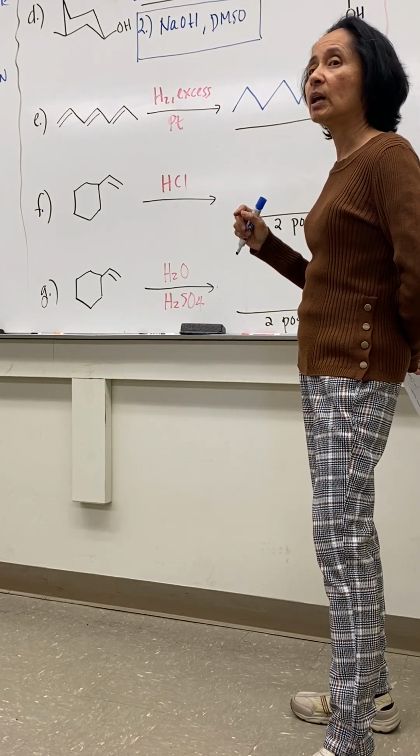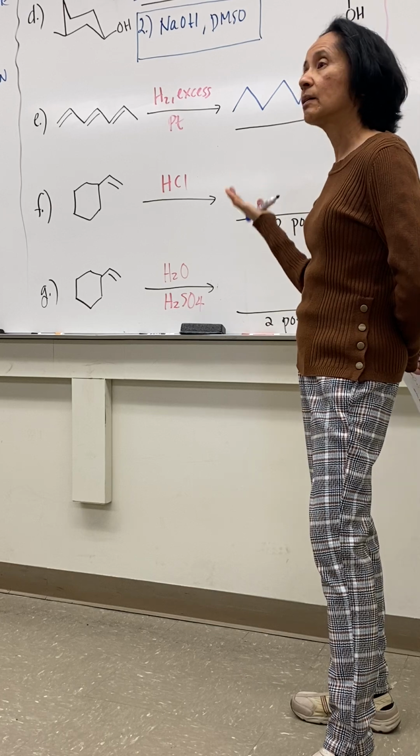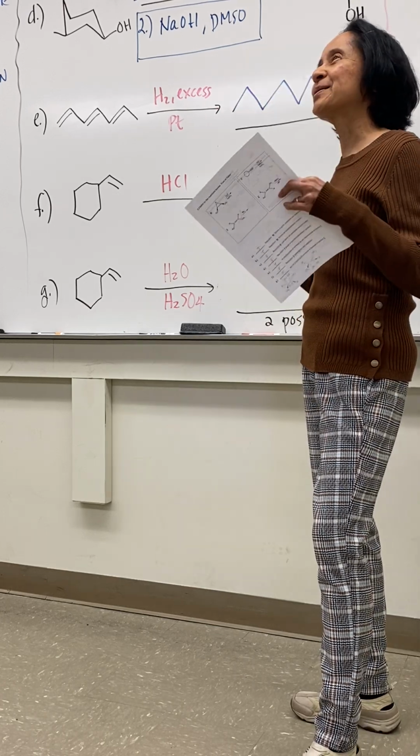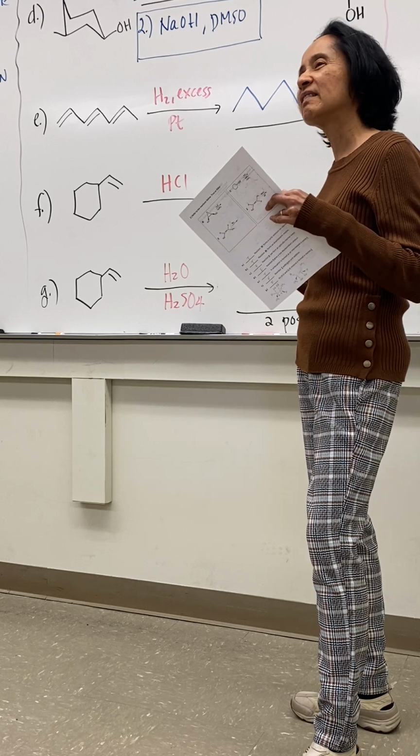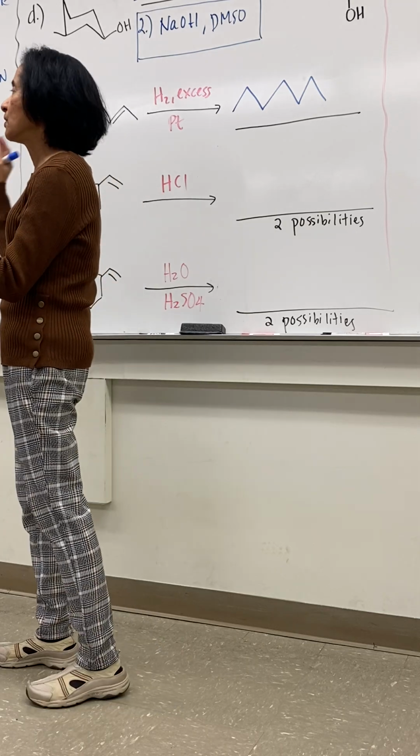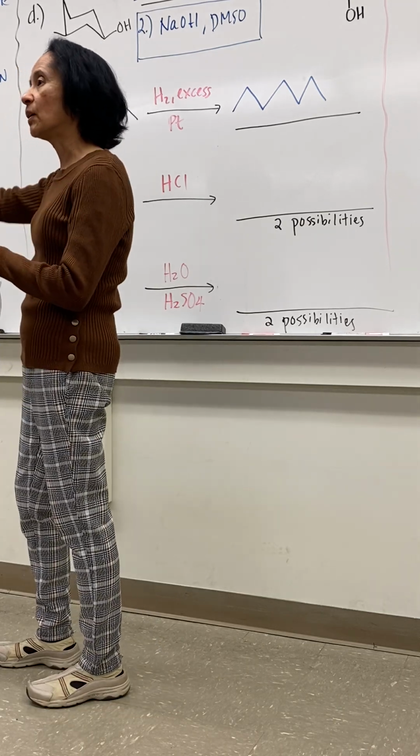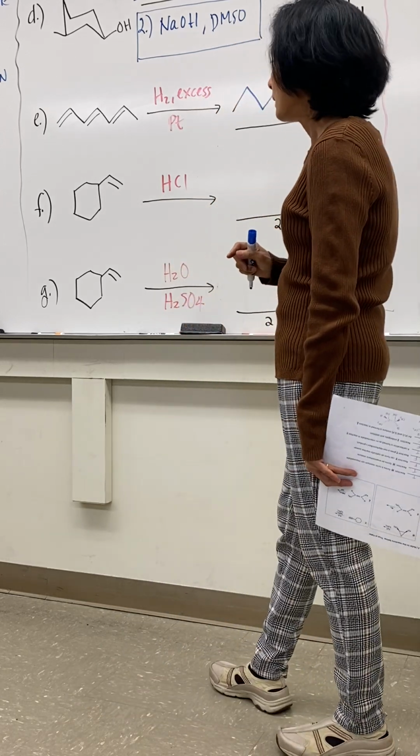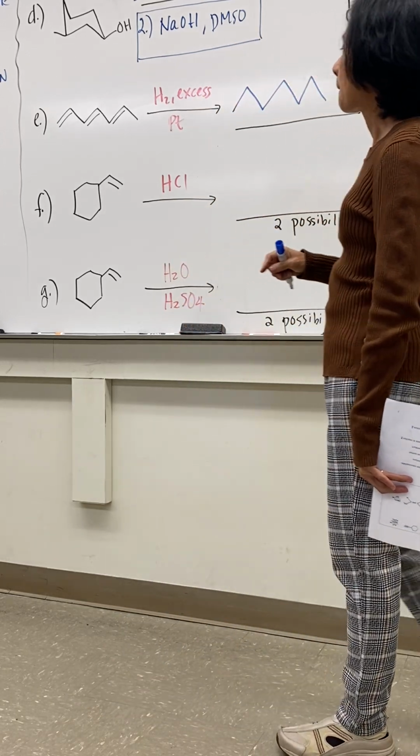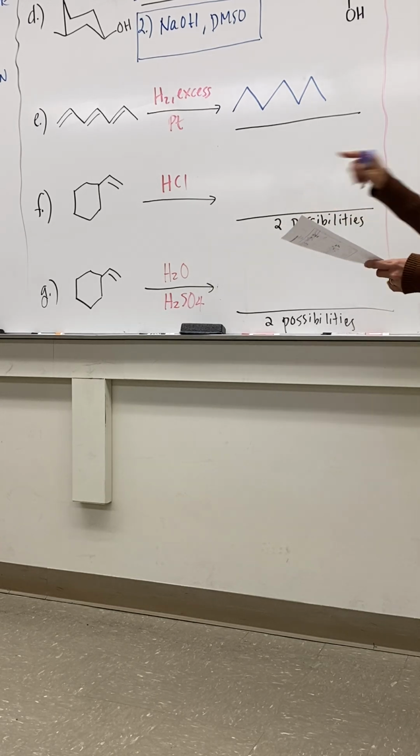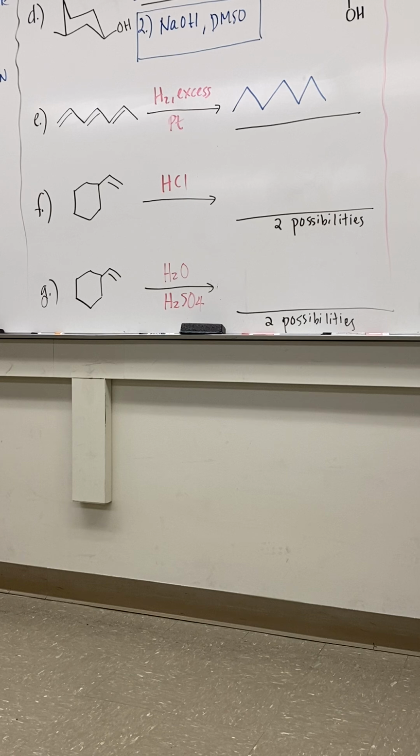The alkenes, what happens when you put hydrochloric acid? So remember the general mechanism for the alkenes. For the alcohol, we are substituting, right? And then there's also addition. So you're just adding the H on one side and Cl on the other. So I said there are two products, two possibilities.